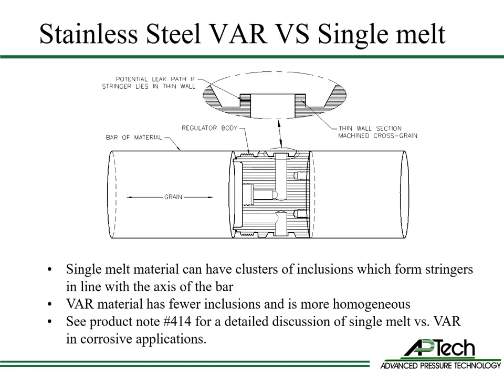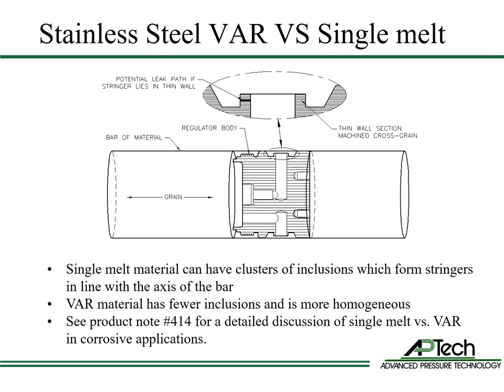There are two types of 316L stainless steel used by APTEC: single melt and VAR secondary remelt. VAR secondary remelt means vacuum arc remelt. Single melt is used on the AZ series products, and VAR secondary remelt is used on the AP series of products. Single melt material is less expensive and can have clusters of inclusions such as sulfides, which form stringers in line with the axis of the bar. Thin walls that are perpendicular to the axis of the bar have a risk of creating a leak path through a stringer due to corrosion.